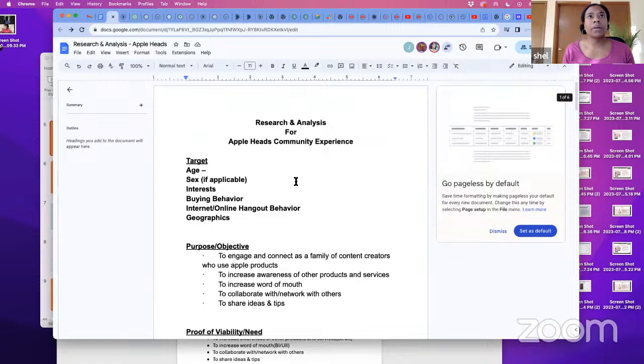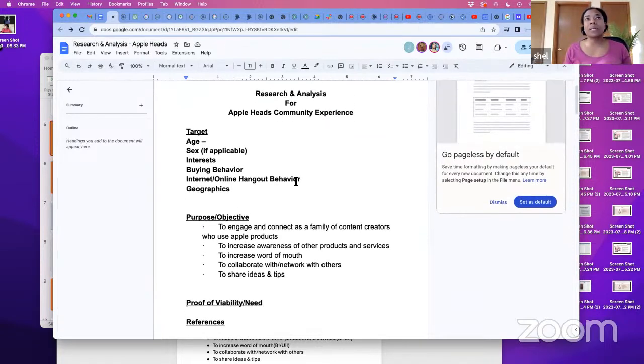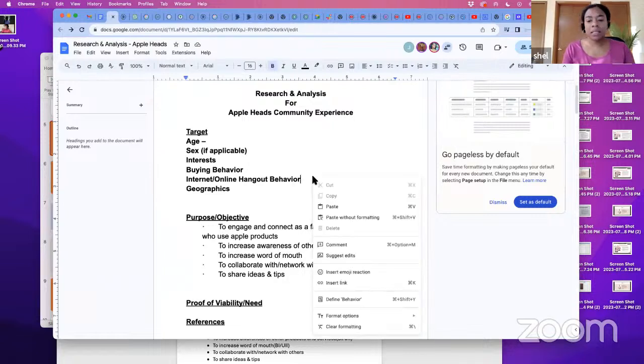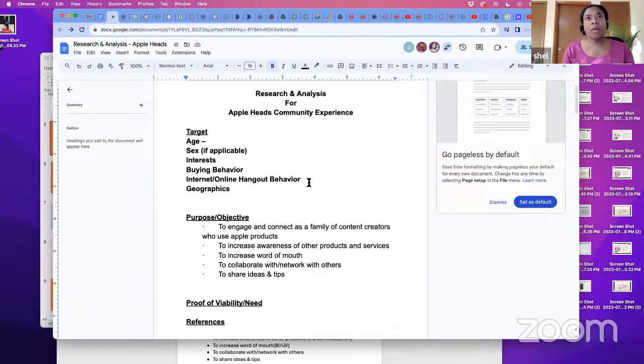This document here, you all are going to come back here and really build these sections out. So the target: spell out the age, the sex, their interests, their buying behavior. Really take the time to Google search this. The internet, their hangout behavior: come back with at least 5 places they hang out online. 5 places. Geographics, we kind of already did that, just plug that in.